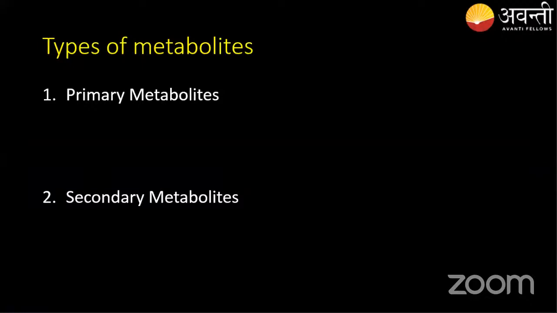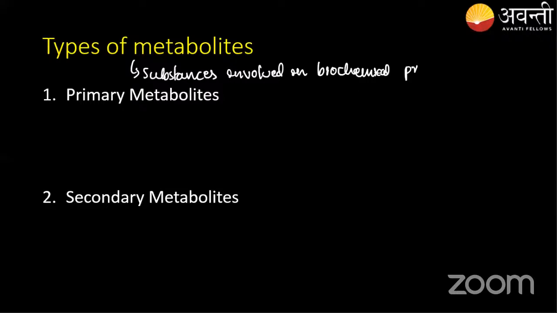Then what are the substances which are involved in these things? The substances which are involved in metabolism are called metabolites. What are metabolites? Metabolites are the substances involved in the metabolic process, involved in this kind of biochemical process, I can say. So we divide that into two types, simple: primary metabolite and secondary metabolite.